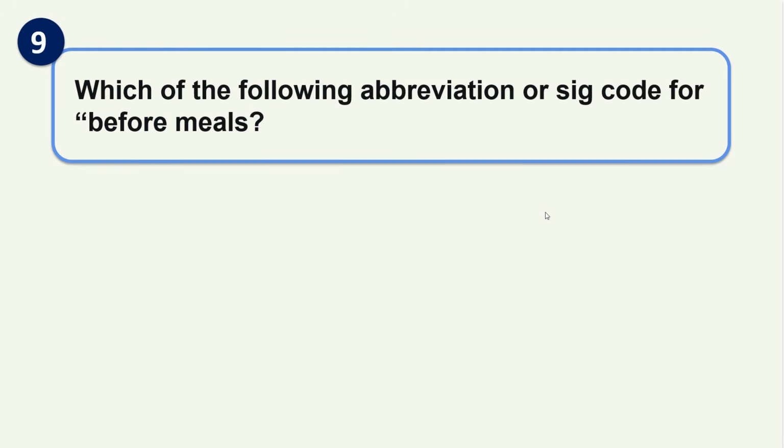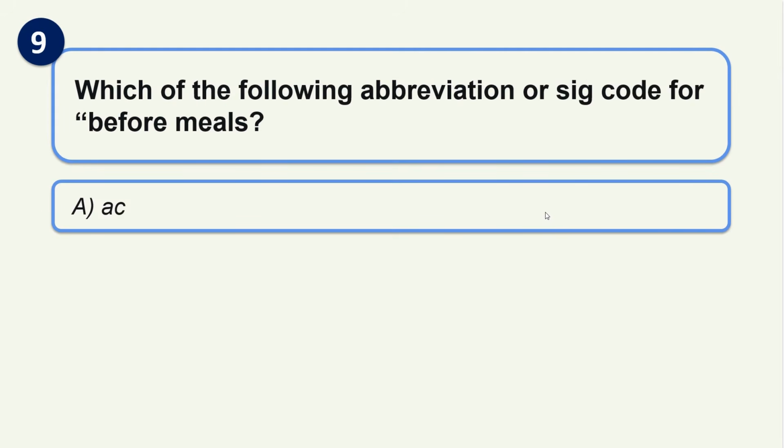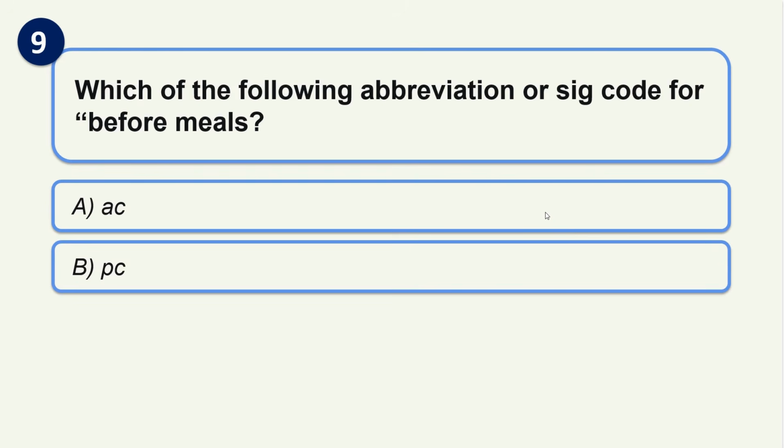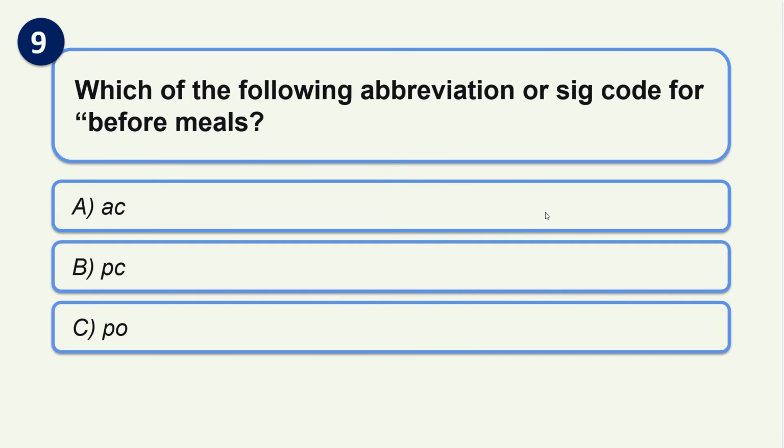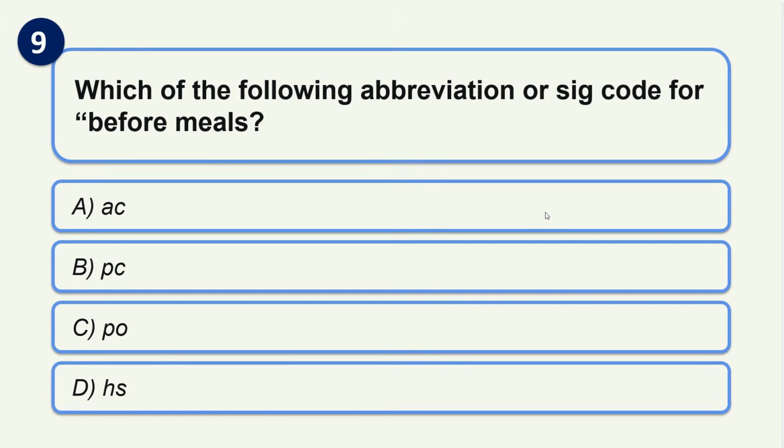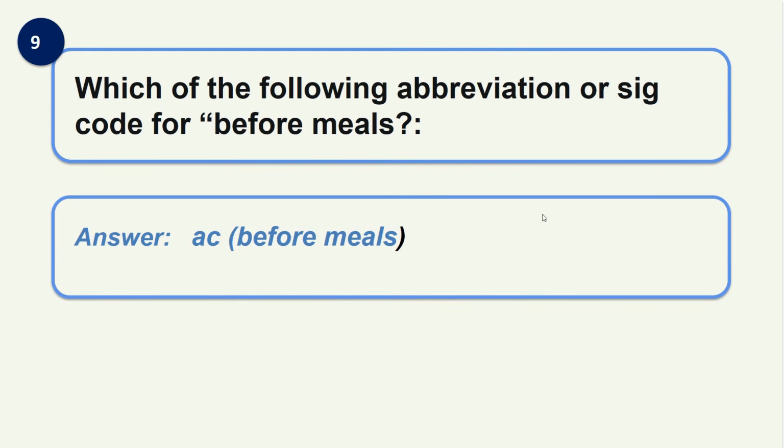Next, which of the following abbreviations or SIG codes means before meals? A. AC, B. PC, C. PO, D. HS. The correct answer is AC. AC refers to before meals.